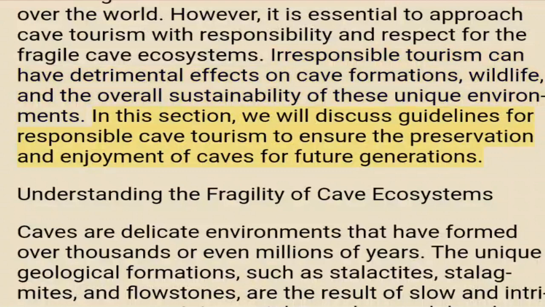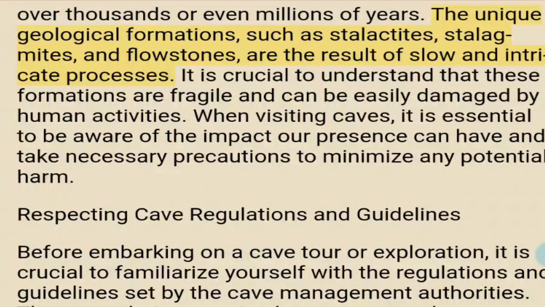In this section, we will discuss guidelines for responsible cave tourism to ensure the preservation and enjoyment of caves for future generations. Understanding the fragility of cave ecosystems. Caves are delicate environments that have formed over thousands or even millions of years. The unique geological formations, such as stalactites, stalagmites, and flowstones, are the result of slow and intricate processes. It is crucial to understand that these formations are fragile and can be easily damaged by human activities. When visiting caves, it is essential to be aware of the impact our presence can have and take necessary precautions to minimize any potential harm.